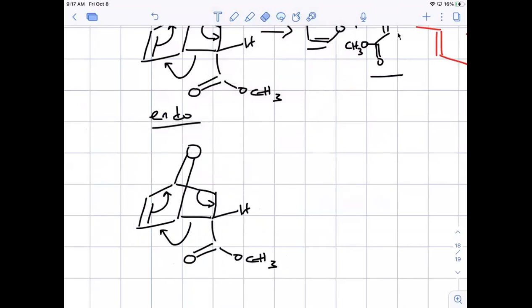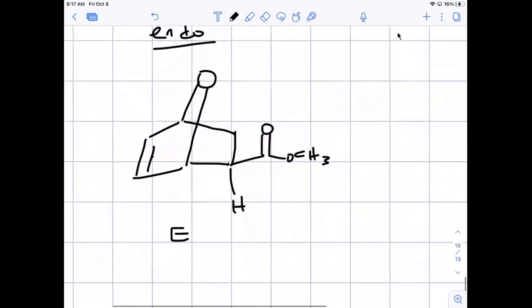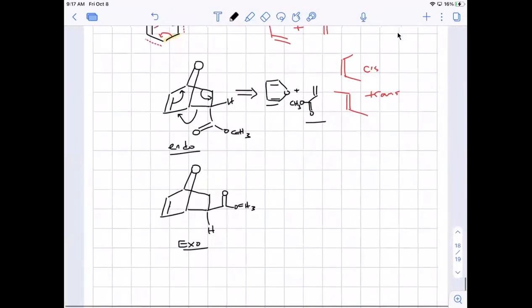The exo will be different, right? Even though it's going to come from the same set of starting materials. Exo will have that ester out here, like that. Is that right? Yes.